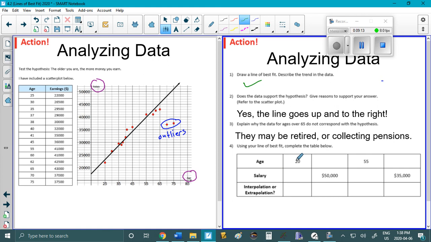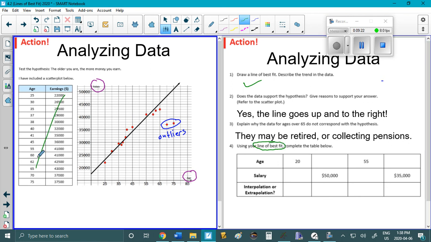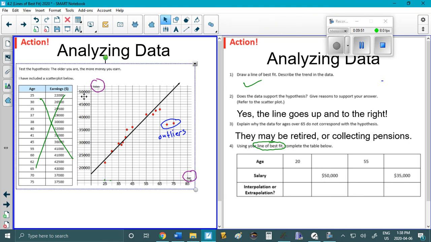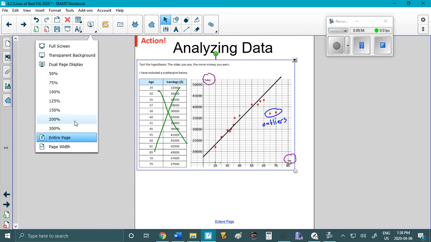So age 20. Now, what we're supposed to do is use the line of best fit, not the data points, not the table, just the line to answer these questions. So if you're 20 years old, what salary should you expect? So let's go here. So that's 25, that's 30, so this is 20. What you're going to want to do, again, if possible, is use a ruler here, and I'll do it with this little guy here.